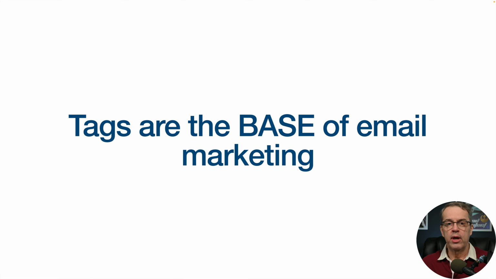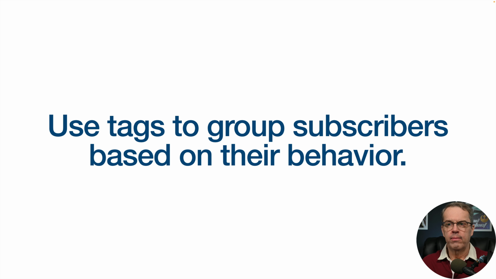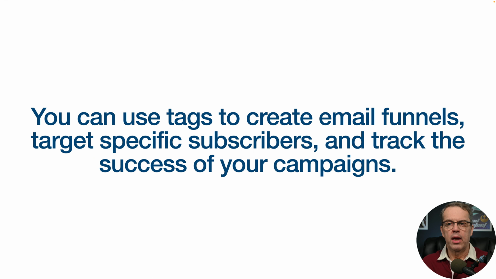If you're going to group them together, you can have lists, and maybe you could drag and drop everybody individually and manually, but that's not automation. If you want to do marketing, you're probably going to have lists that are based upon people who have a given tag. So keep in mind, start with tags for your email marketing. You can use tags to group subscribers based upon their behavior. You can use them to create email funnels. You can target specific subscribers based upon their interest or their actions, how they've interacted with your system, and you can track the success of your various campaigns.